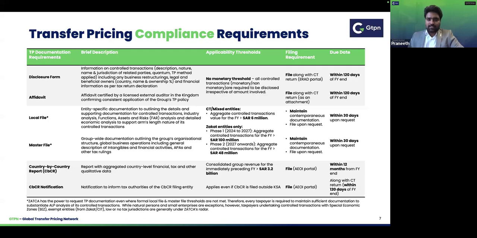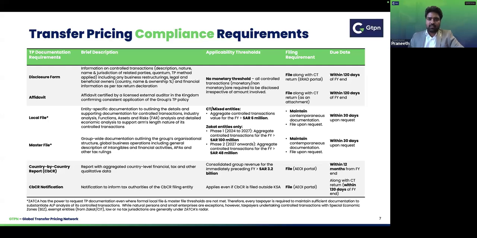The threshold criteria is, again, two batches. One is for CIT and mixed entities, where the aggregate controlled transaction value is more than Saudi Riyal 6 million. You'll have to maintain a local file and master file. For Zakat entities, since it's a recent induction, they've made it in two phases. In phase one, between 24 to 27, it's applicable for Zakat paying entities where the aggregate value is more than 100 million. And later on, the coverage is expanded by reducing the threshold to 48 million Saudi Riyal.